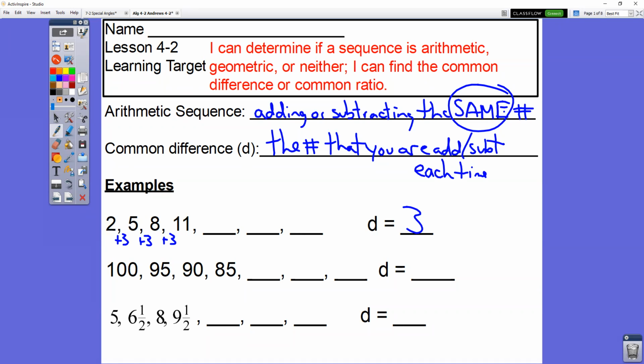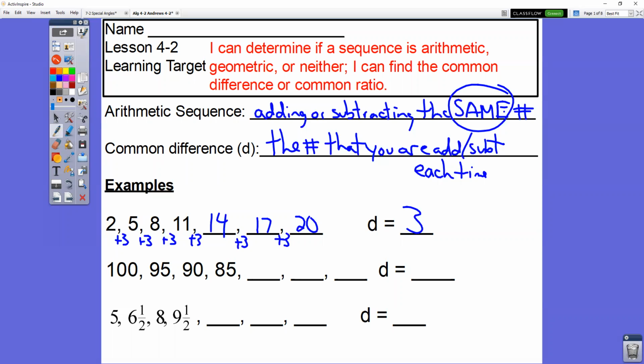Now to continue on with the pattern, we would have 11 plus 3. 11 plus 3 is 14. 14 plus 3 is 17. 17 plus 3 is 20. So this would be an arithmetic sequence because we're adding by 3 each time.